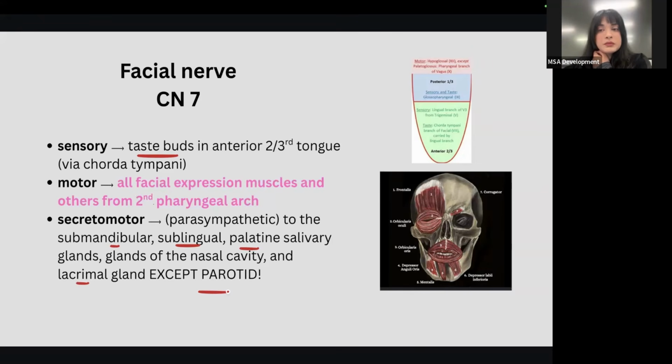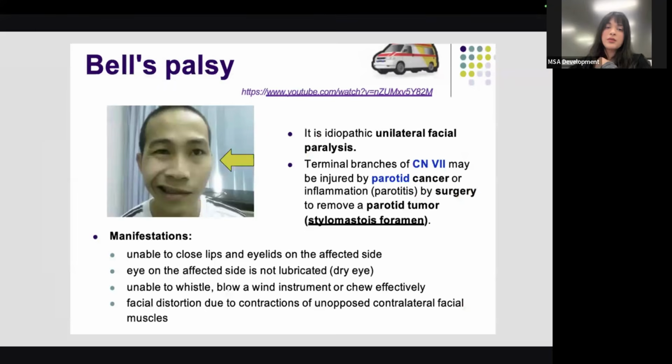Moving on to Bell's palsy. What happens if these five branches get paralyzed? Why would those five branches get paralyzed? Let's think about this. This is because they're branching in the parotid. So if something happens to the parotid gland, then all the branches are going to get affected, right? So parotid cancer, inflammation, parotitis, or surgery to remove a tumor is going to cause Bell's palsy.